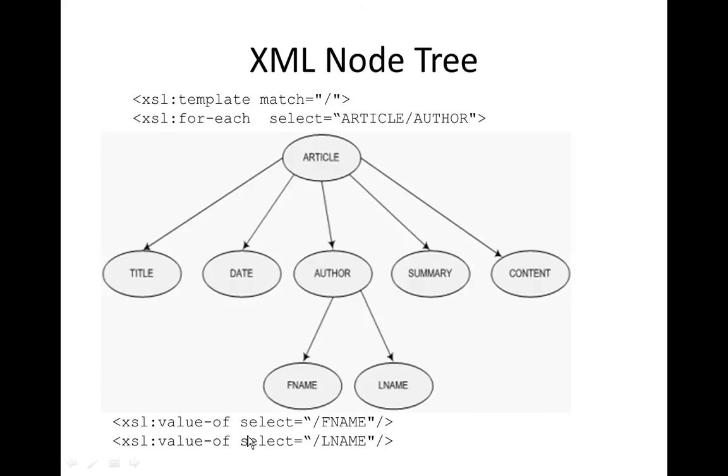But I can run my value of select command, and all I have to do is do F name and L name, and because the expression is already on the author node, anything that's in author, any child of that, all I have to do is just do a value of select F name, L name, and I can get access to it right away. I don't need to write out the full expression again. Again, I could if I wanted to, but it would be redundant at that point.